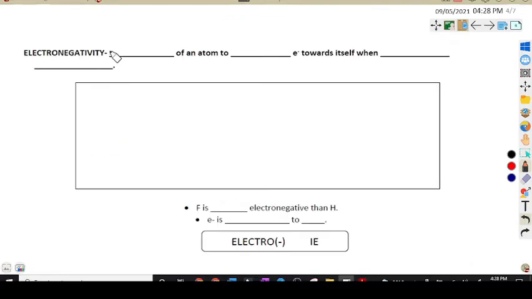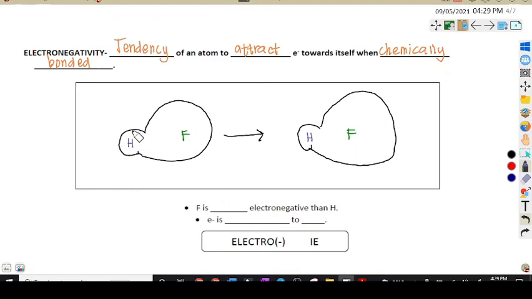The definition of electronegativity is the tendency of an atom to attract electrons toward itself when chemically bonded. So let's say I have the molecular formula of HF. Hydrogen, we know, only consists of one electron, while fluorine has 7 valence electrons: 3, 4, 5, 6. So what's going to happen? Fluorine is more electronegative than hydrogen.